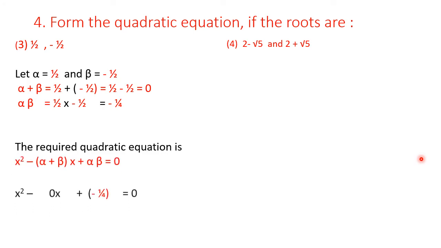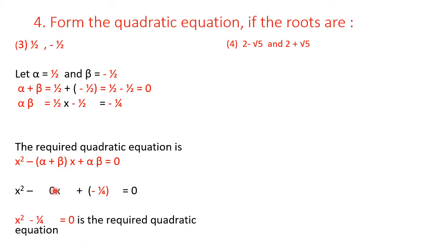We substitute it in the equation. So x square remains as it is, this minus as it is. Alpha plus beta we have got 0, so I wrote 0x plus alpha into beta, we have got minus 1 upon 4 is equal to 0. This 0 into x will just disappear because it's 0. So what will remain is x square.